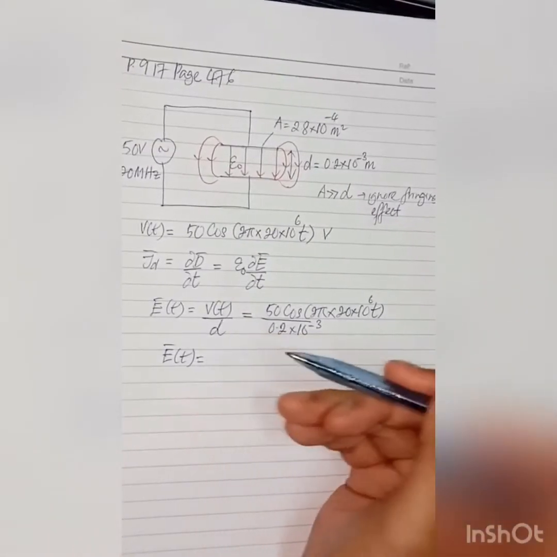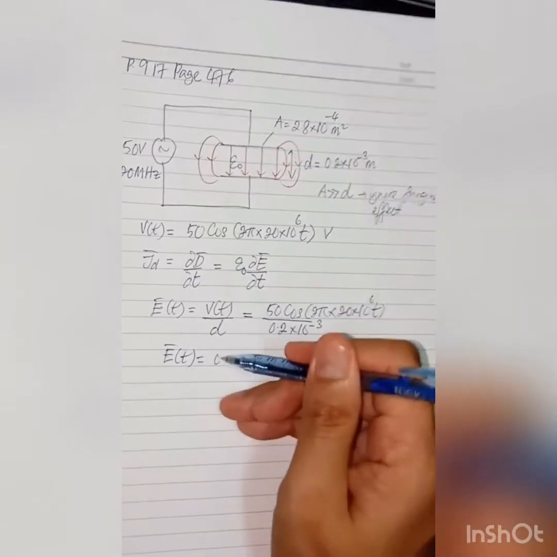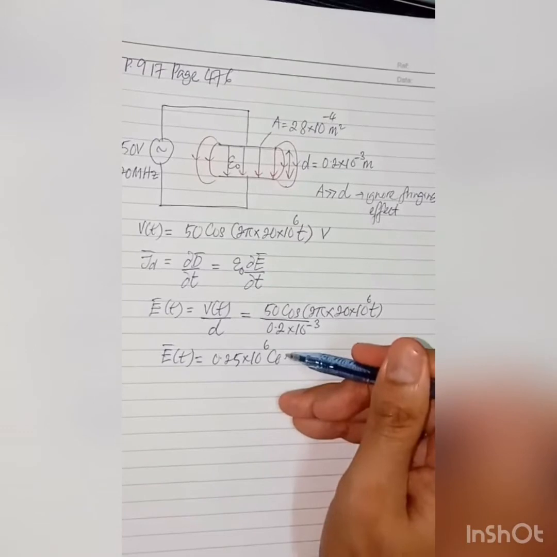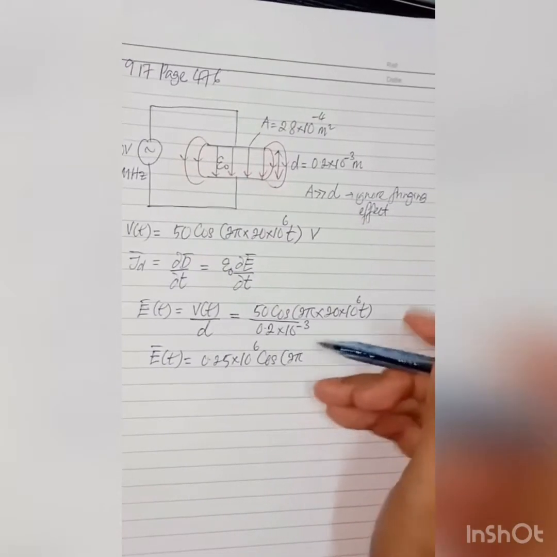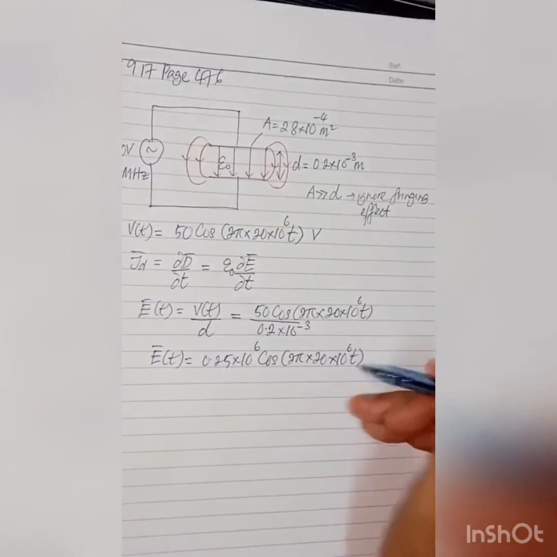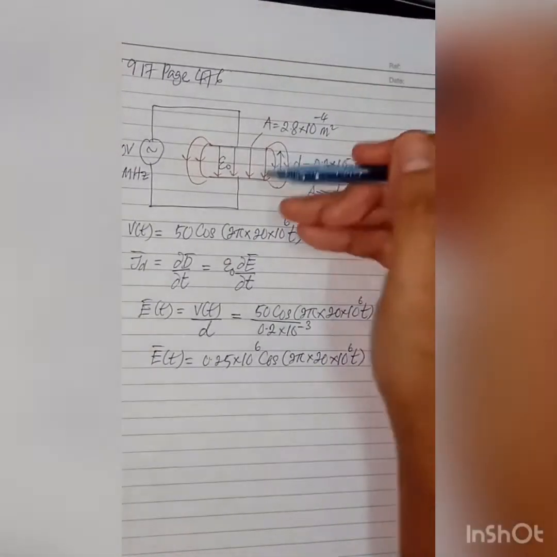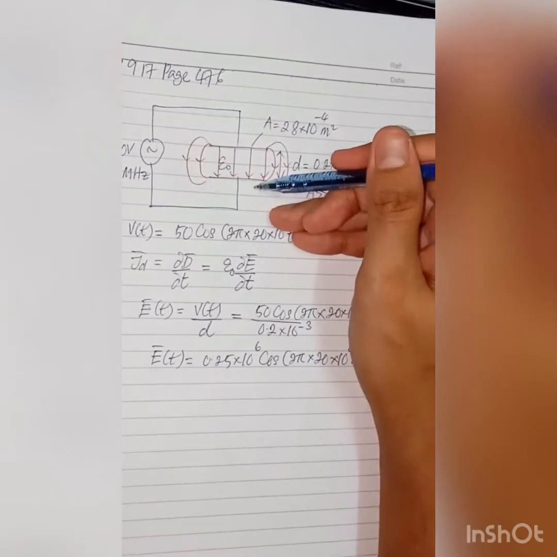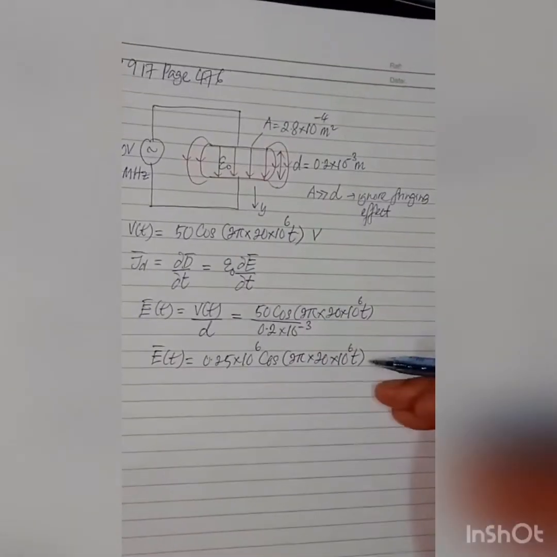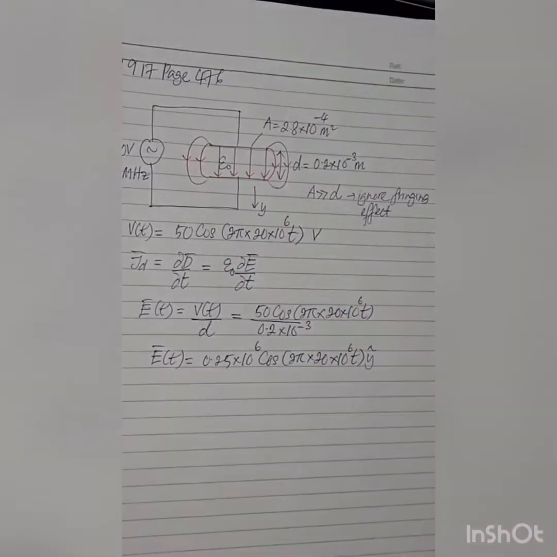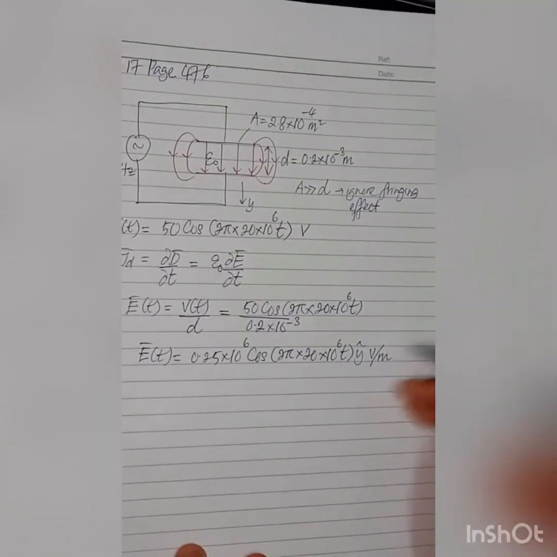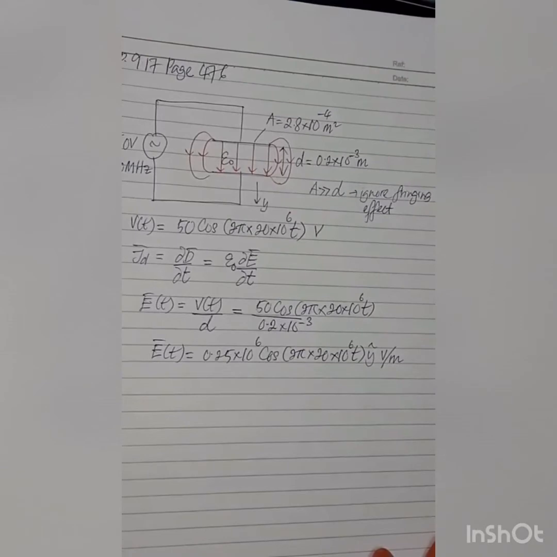Okay guys, so you have the E field finally, the time varying E field, which is equal to 0.25 times 10 to the power of 6 cos 2 pi times 20 times 10 to the power of 6 t. If you assume that this plate is positioned along the y-axis as shown here, you can simply have it in the positive y direction, and for sure it has unit of volt per meter. So that's our E.